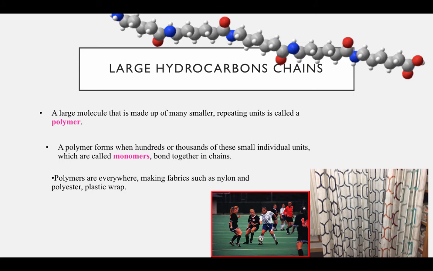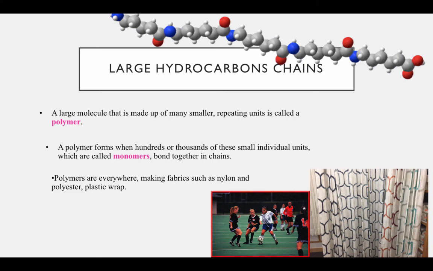Something interesting about hydrocarbons, really long chains can also form things like plastic. Really long hydrocarbon chains are called polymers, and they're made up of just repeating units of the molecule. A polymer is made up of hundreds of thousands of individual units, which are called monomers. So monomers make up polymers. Each molecule is a monomer, and there are thousands of monomers which make up a polymer.